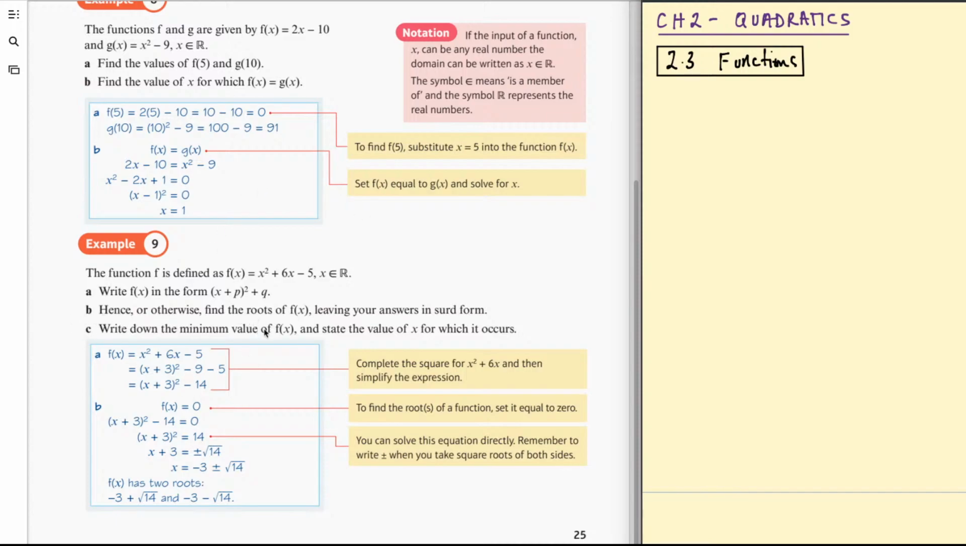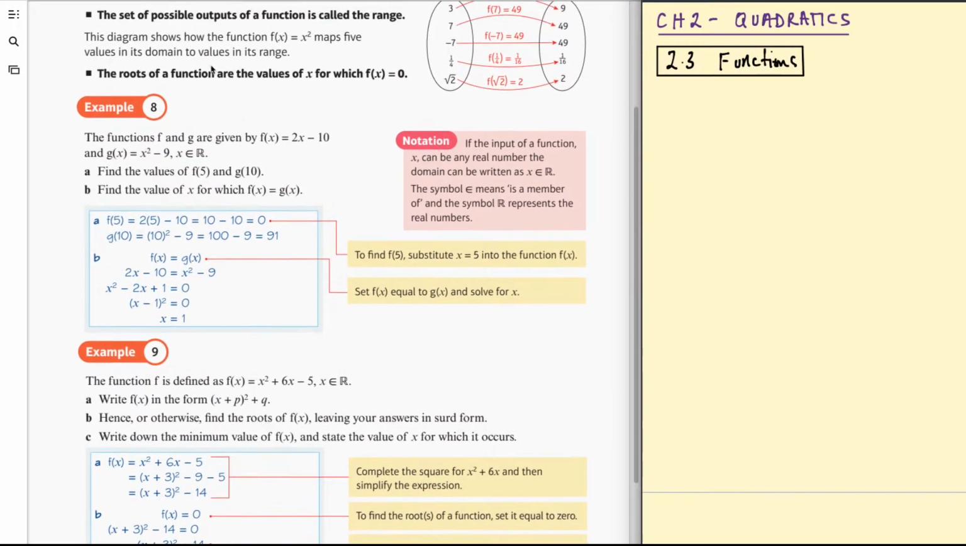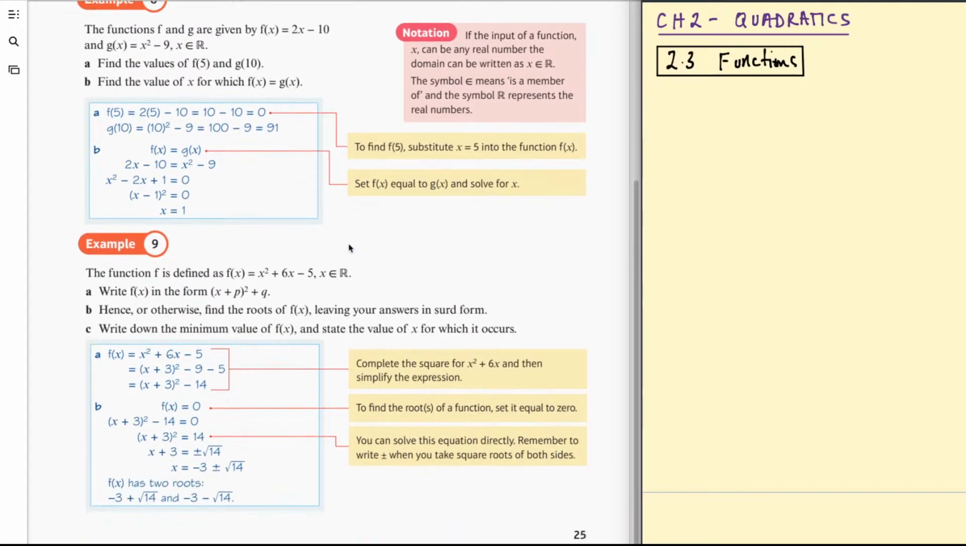Part B says hence or otherwise find the roots of f of x, leaving your answers in surd form. Remember, the roots of f of x is when f of x equals 0. So this is just like we were doing with the quadratic equations. We're going to let this equal 0 and then solve it just as we were in the previous chapter, but now we're just introducing some new notation. That's all that's happening here. And part C says write down the minimum value of f of x and state the value of x for which it occurs.